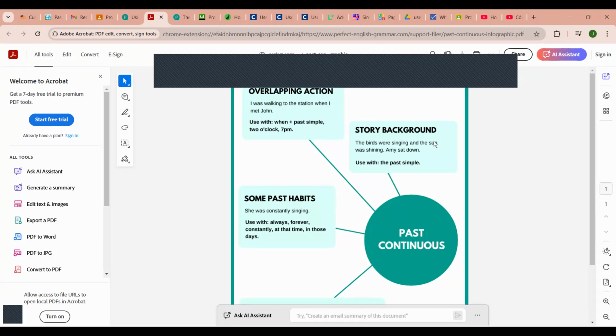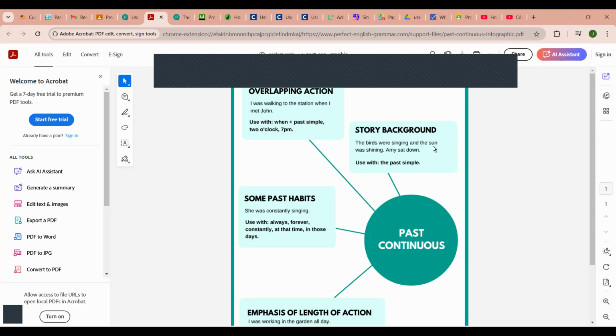Now, the goal of your practice is eventually to produce a video. That's what Forum 3 is, a video. You're going to do your story, probably using Canva or Video Maker or a PowerPoint presentation with transitions, and make a video. So you're going to be telling a story. Past continuous is also used in story background, right? The birds were singing and the sun was shining. Amy sat down, setting the stage.